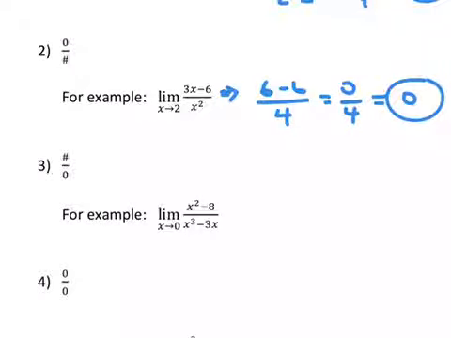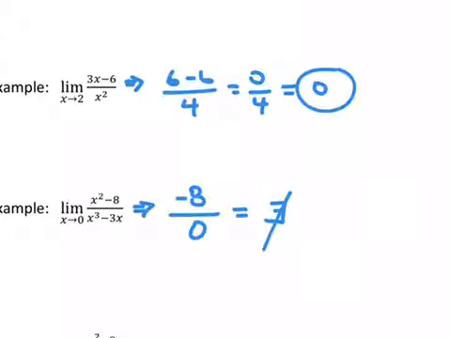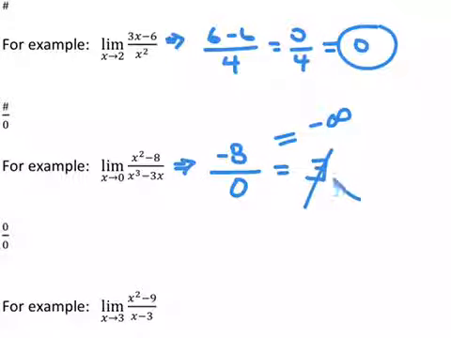If we get a number over 0, right, like this one here, if I plug in a 0, I get 0 minus 8, that's negative 8. And I get 0 cubed minus 3 times 0, which is 0. If you get a number over 0, this answer does not exist, right? You could also say, you could argue, well, this would be equal to negative infinity, right? Basically, it doesn't exist. So we could go with either this notation here or DNE.